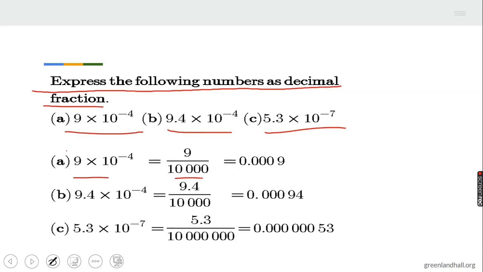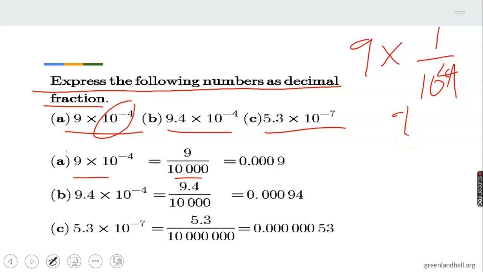Now, this could be 9 times 1 all over 10 raised to power 4. You can see, you rewrite this as this, then you have 9 divided by 10,000, which is equal to 1, 2, 3, 4. That is how to express in an ordinary form. It's just the reverse of what we were doing before. We expressed from decimal fraction to standard form. Now we are moving from standard form to decimal fraction.